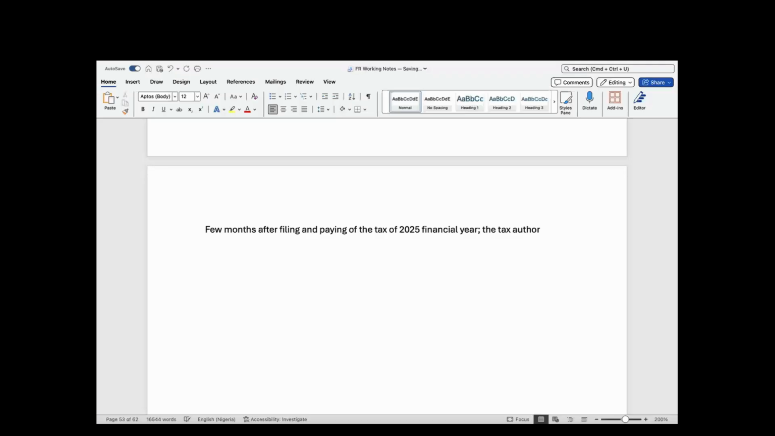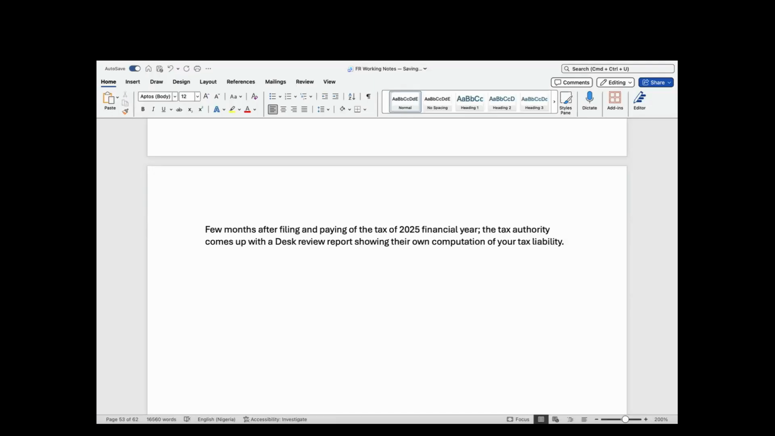the tax authority will come up with a desk review report showing their own computation of your tax liability. So they will come up that, okay, we have looked at your financial statement, or we have seen your computation, so this is our own computation. So it comes up with this computation.